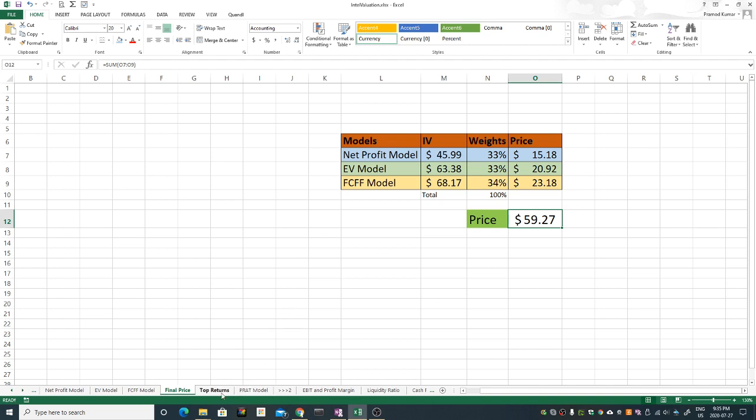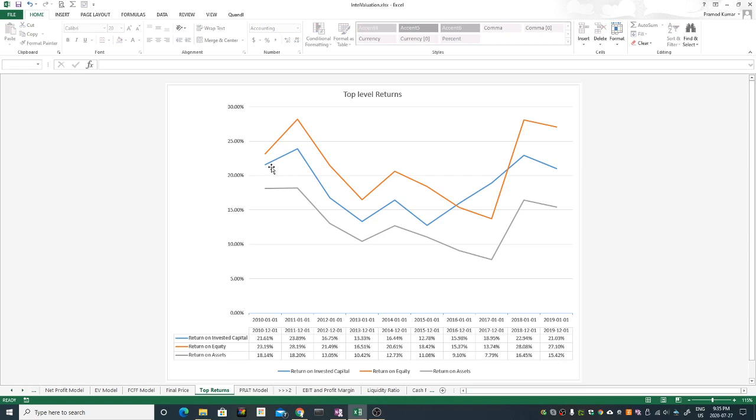So if we see the top level return, the 10-year return, this chart is the 10-year return on invested capital, return on equity, and return on assets, and this is the percentage, and this is again the 10-year chart. If you can see, the orange is the return on equity, it goes down but then it comes back in the last 5 years. Same pattern with the invested capital and the return on assets.